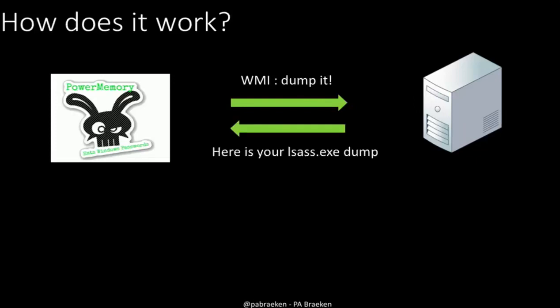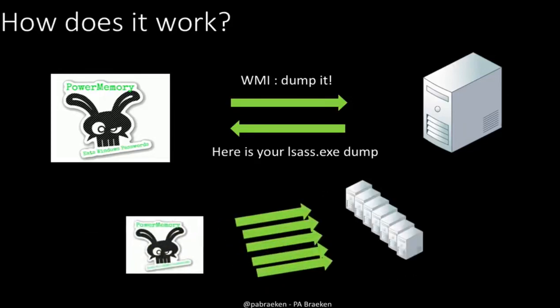So you have a server somewhere and PowerMemory. And PowerMemory will ask, for example, to retrieve some memory information. It will say, okay, by a WMI call, dump the memory for this process, for example. The server will answer, okay, here's your, for example, lsass.exe dump, which contains some interesting information like passwords. And you can do it for a lot of servers if you want.